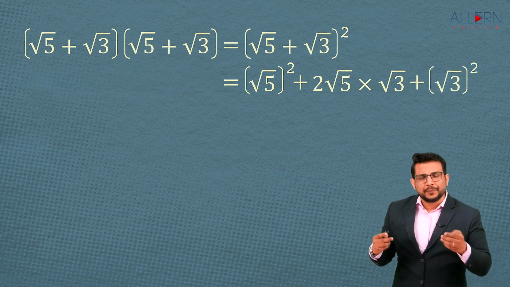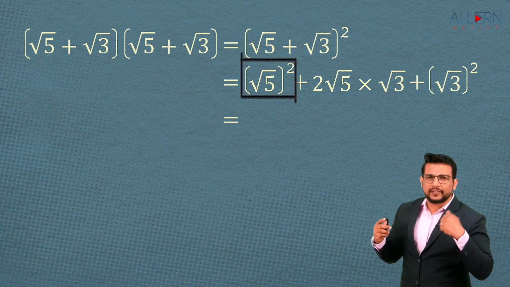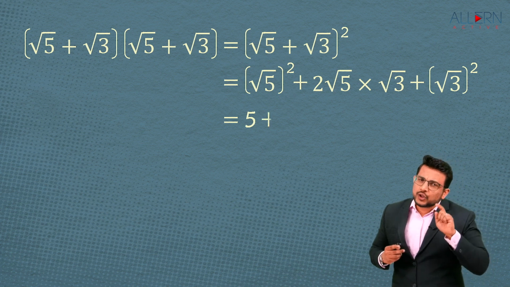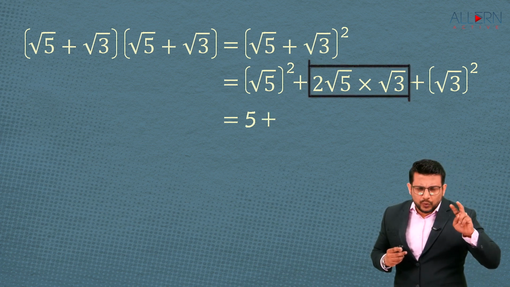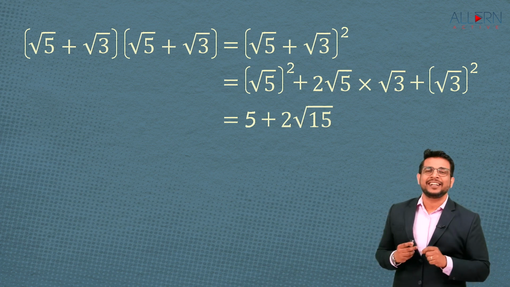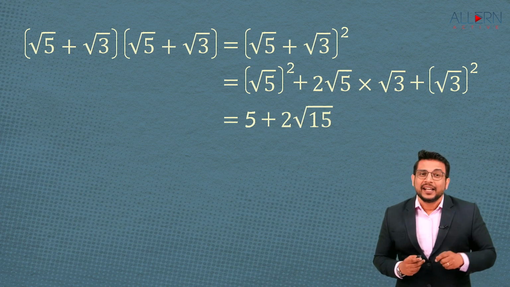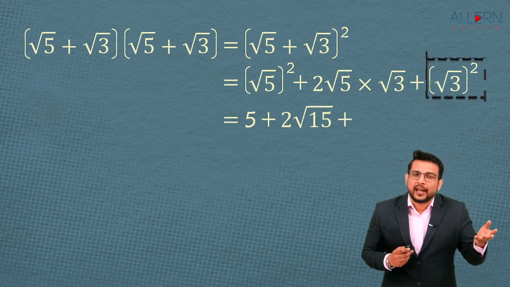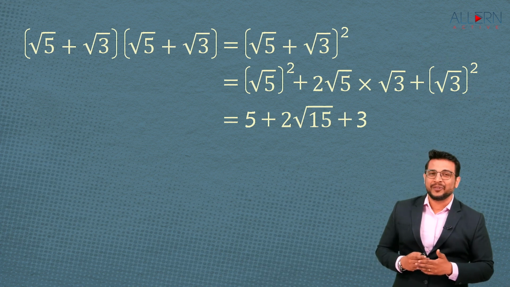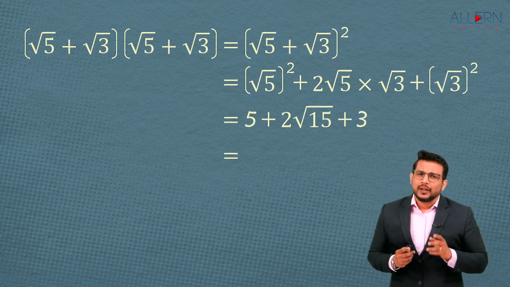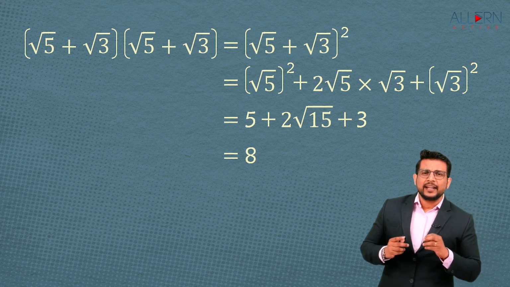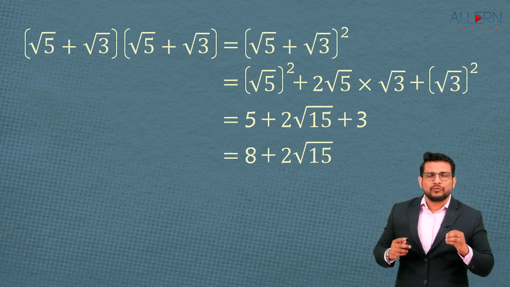Let's simplify this. Root 5 square means root 5 into root 5, that is 5, beautiful. Solve it further. It is 2 into root 5 into root 3, so 2 would remain as it is. Root 5 into root 3 is nothing but root 15. That means we would get that term as 2 root 15. The last term there, root 3 square, means it is root 3 into root 3, which is nothing but 3. Beautiful. So 5 plus 3, those rational numbers we can add, and we get 8. So finally we get the product as 8 plus 2 root 15.